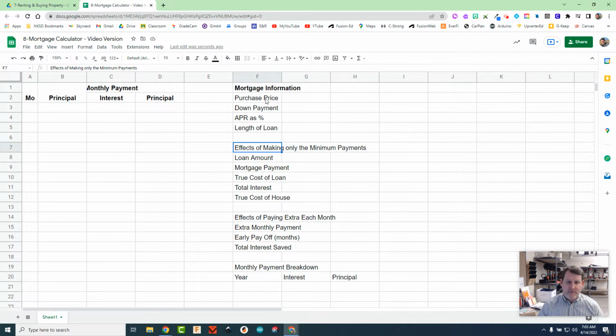So how much am I borrowing? What was the purchase price of the house I agreed to? How much money will I put down on the house? What's the APR that I was approved for? And how long of a loan am I going to try and take out? 30-year, 20-year, whatever it is.